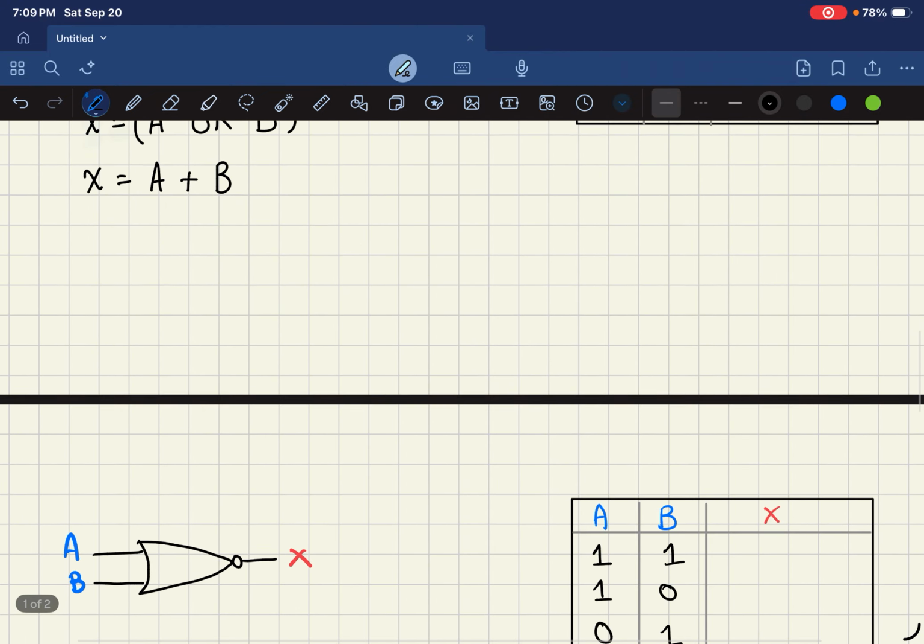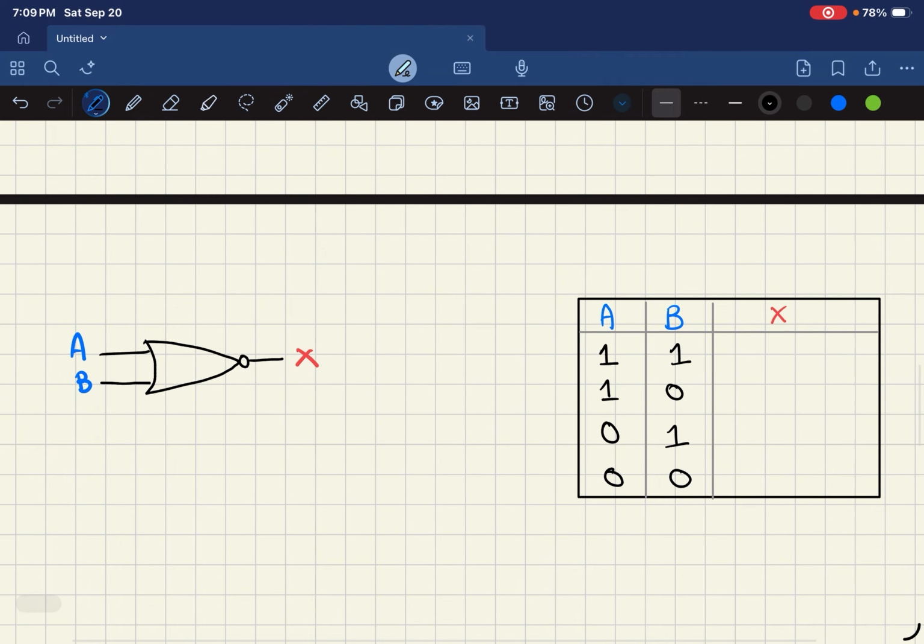Now the third gate that we have is called the NOR gate. What's the NOR gate? Well, the NOR gate basically takes the OR gate and flips the output of the OR gate.